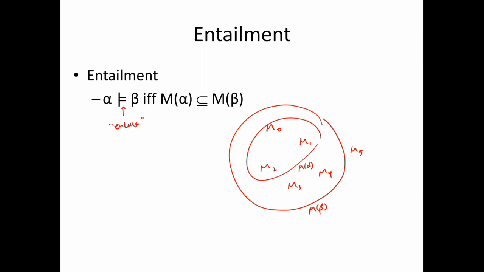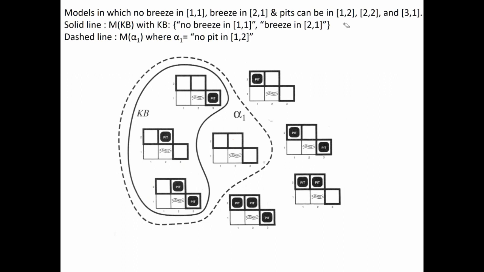Let's consider a very simple wumpus world consisting of 5 cells. And let's suppose that we know that there's nothing in cell 1,1 and breeze in cell 2,1. And we can have pits in cells 1,2, 2,2, and 3,1. So these are all possible worlds. For each of these cells, 1,2, 2,2, and 3,1, you could either have a pit or not. So we have a total of 8 worlds. And the solid line represents M of KB. So the models in which KB is true.